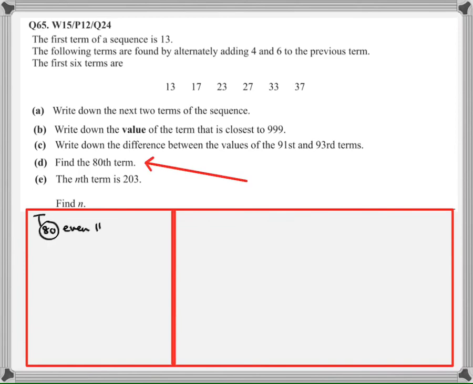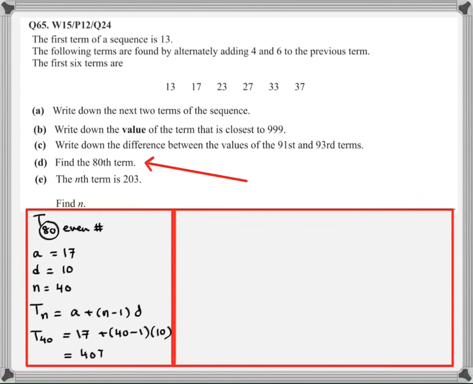So T80, an even number term: a is 17, common difference is 10, n is 40, and you will beautifully end up with the correct answer. Tn is a plus n minus 1 into d. T40 is 17 plus 40 minus 1 into 10. So 390 plus 17 comes out to be 407. That is the answer. Now the very last part of this question, that the nth term is 203.